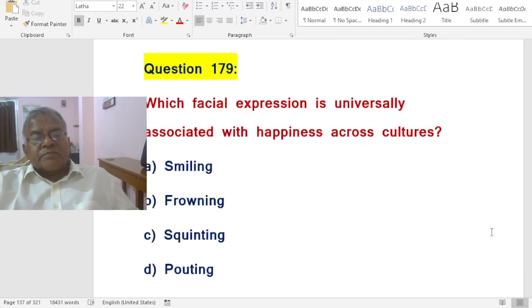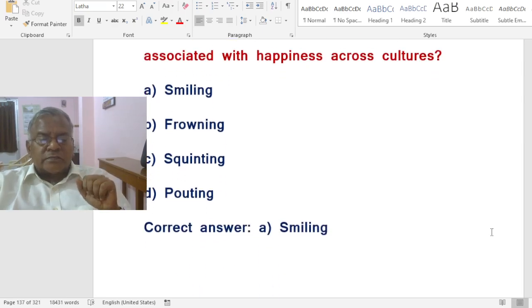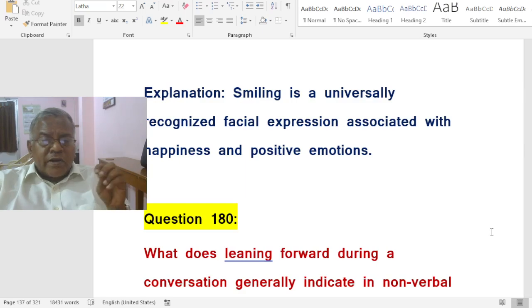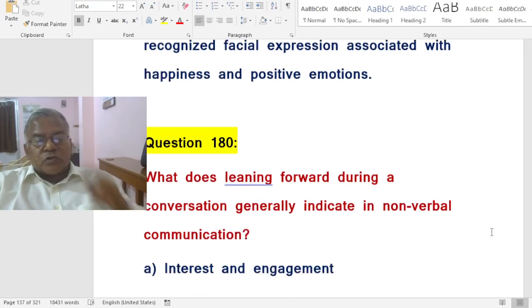Which facial expression is universally associated with happiness across cultures? That is smiling. Smiling is a universally recognized facial expression associated with happiness and positive emotions.